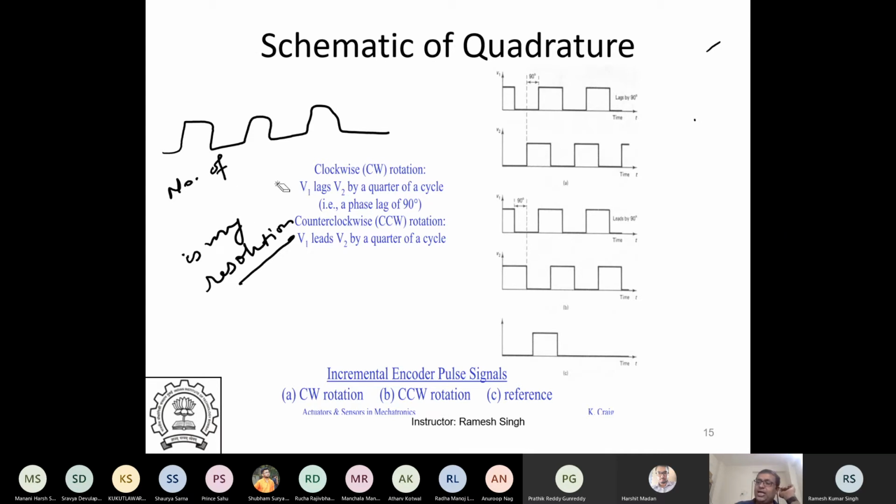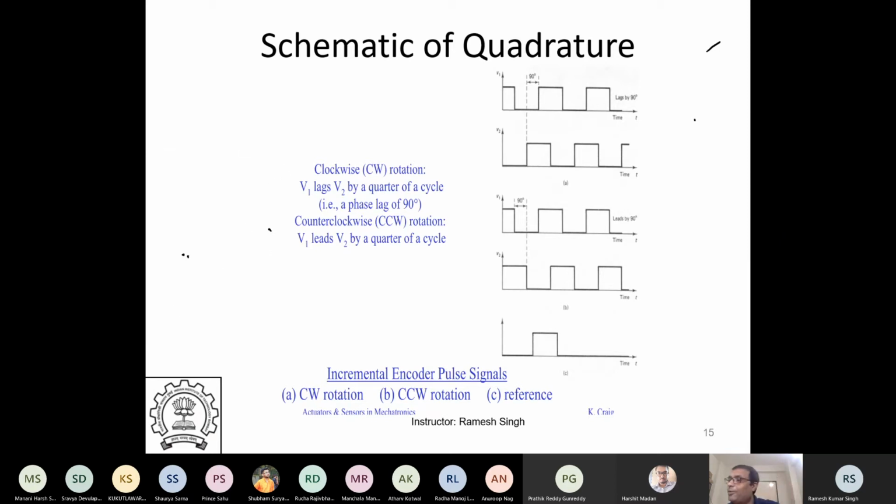So this is called quadrature. What this does is multiply my resolution by 4. If I have an incremental encoder of, say, 1000 points in one rotation, 1000 resolution, then in one rotation I can have 1000 pulses. But if I do quadrature, I can multiply it by 4. I'll have 4000 pulses then. So my resolution will increase by 4 times just by using this quadrature. Okay, this is what I wanted to share.